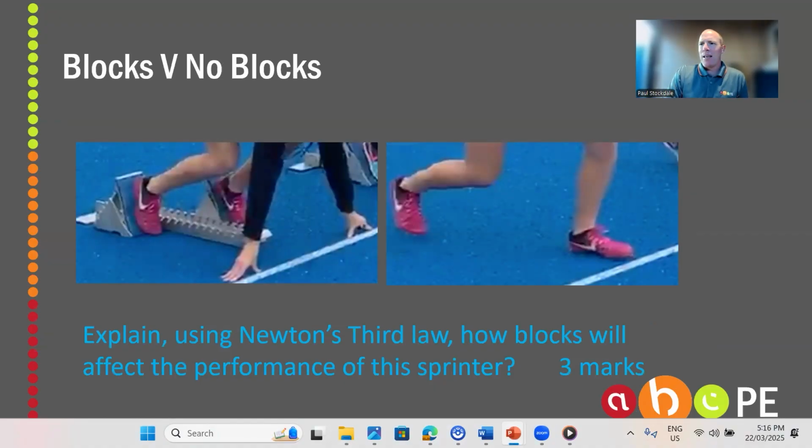All right, because this is a fairly easy concept, we've tried to give you a harder question here. Explain, using Newton's third law, how the blocks will affect this performer. It's a 3-mark question. The first mark is going to be for your definition, then the explanation. There's no equation for Newton's third law, and then performance. Pause the video now and have a crack.